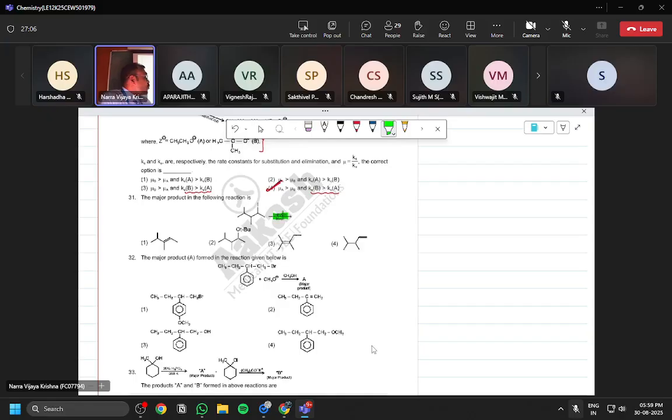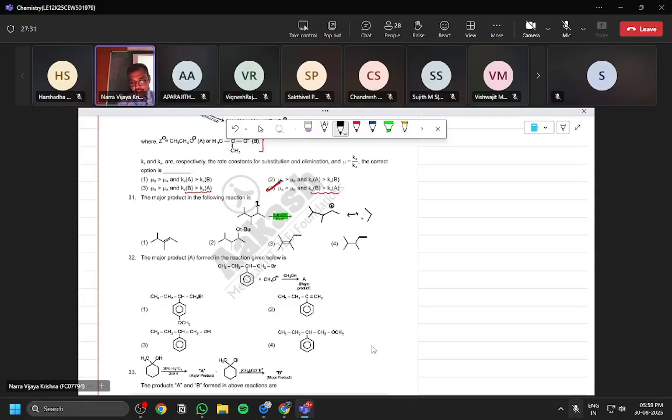But what type of group is this? Very good leaving group. Iodine is there, na? Iodine is a very good leaving group. As this is a very good leaving group, it leads to formation of carbocation. That too a secondary carbocation. Secondary carbocation undergoes rearrangement.